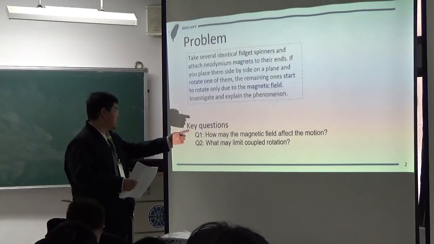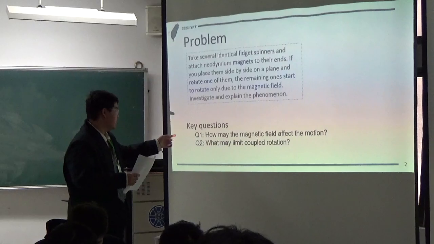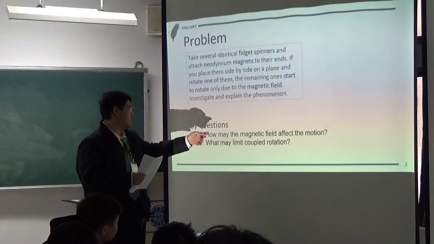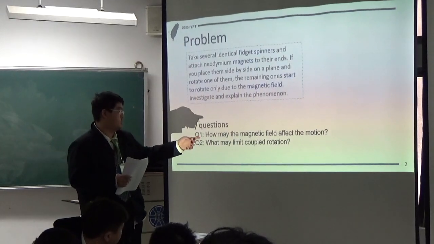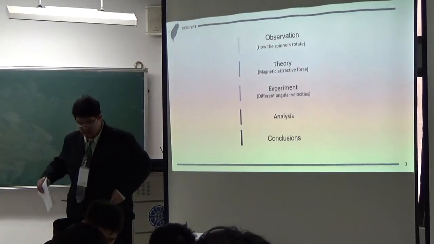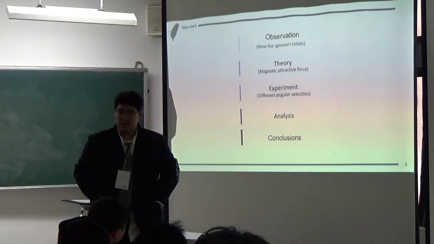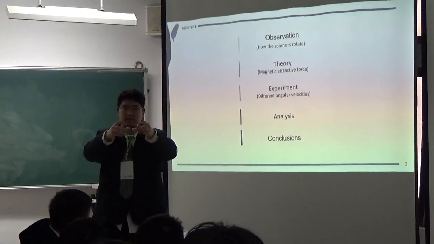The key questions are: question 1, how may the magnetic field affect the motion? Question 2, what may limit the couple rotation? Couple means the couple.